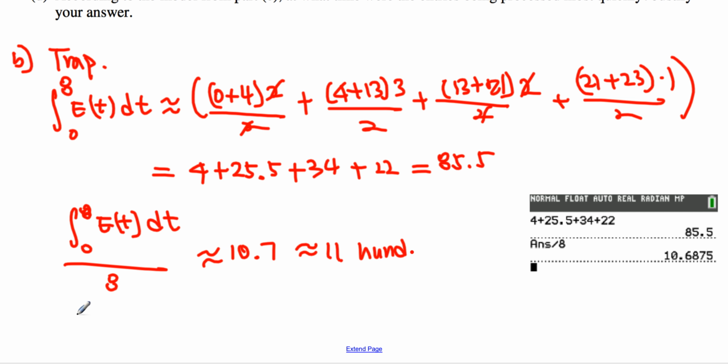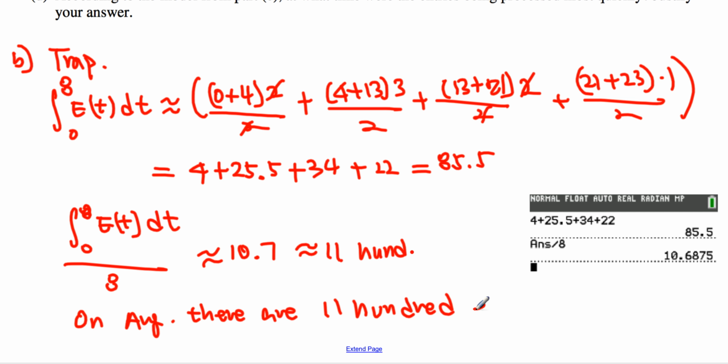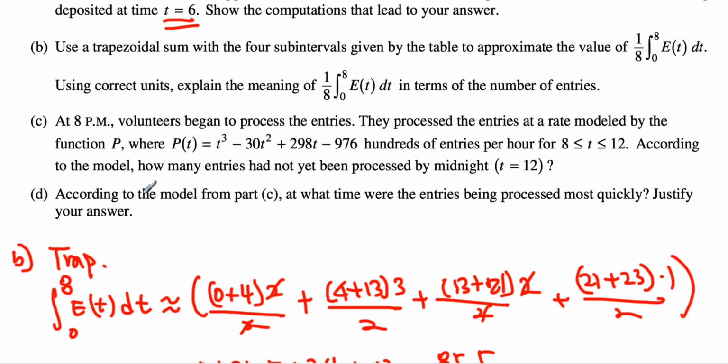So on average, what this means is that there are 1100 entries in the box during the time. All right, let us move on to the next question, part C.